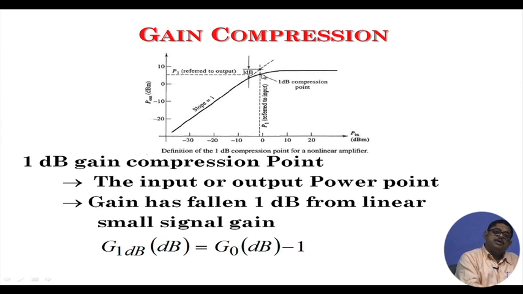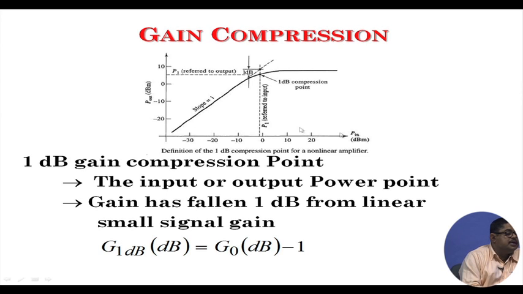Now, what is the definition of this point? Because this point needs to be precisely defined to say that okay, I have already entered the nonlinear region. This is the point where the gain has fallen 1 dB from the linear small signal gain. You see, I was having some gain here, because this P out by P in was my power gain. That would have been something in the linear case.